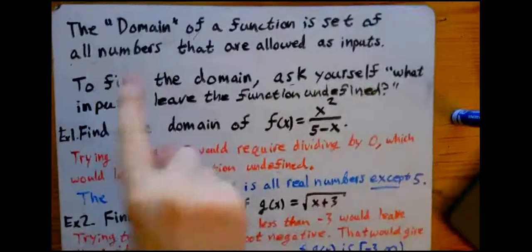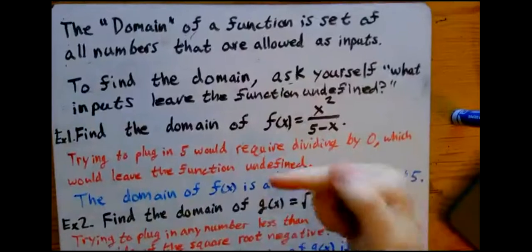So the domain is the set of all numbers that are allowed as inputs. Those are the numbers that you are allowed to plug in. What then is the range?